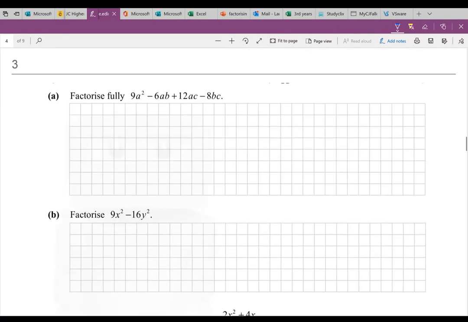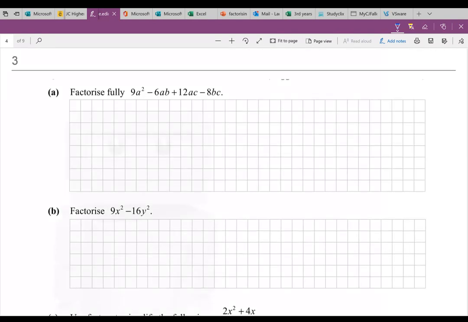Okay, right, another factorising question here. We've got 9a squared minus 6ab. Well, I've got a 3 and an a that both go in here: 3a(3a minus 2b). 12 and 8, I have a 4 that goes into both of them, and a c. 4 into 12 is 3a, and 4 into 8 is 2b. It works out nicely: 4c(3a minus 2b).